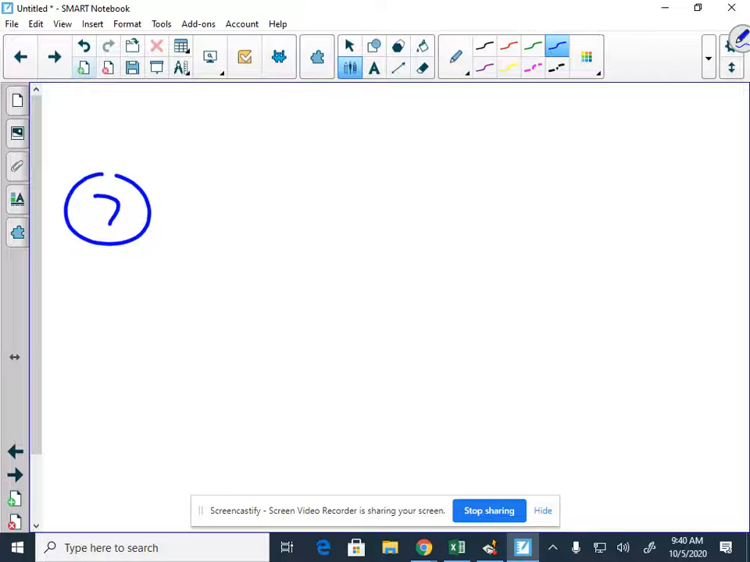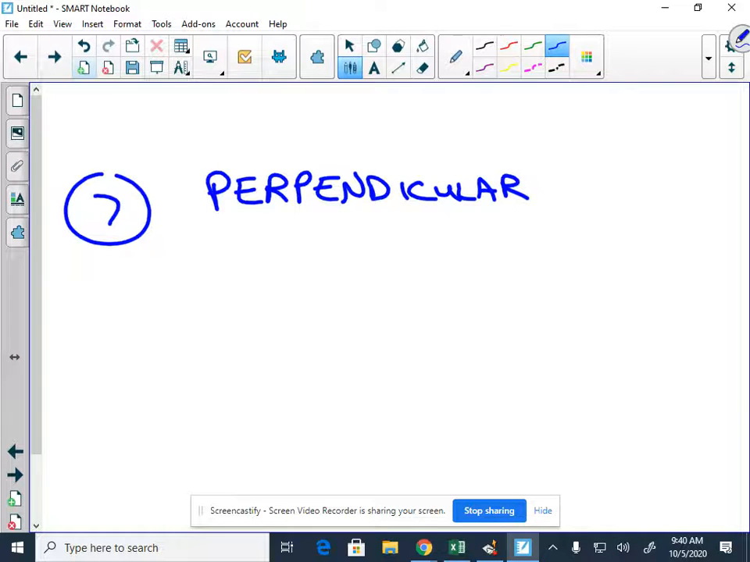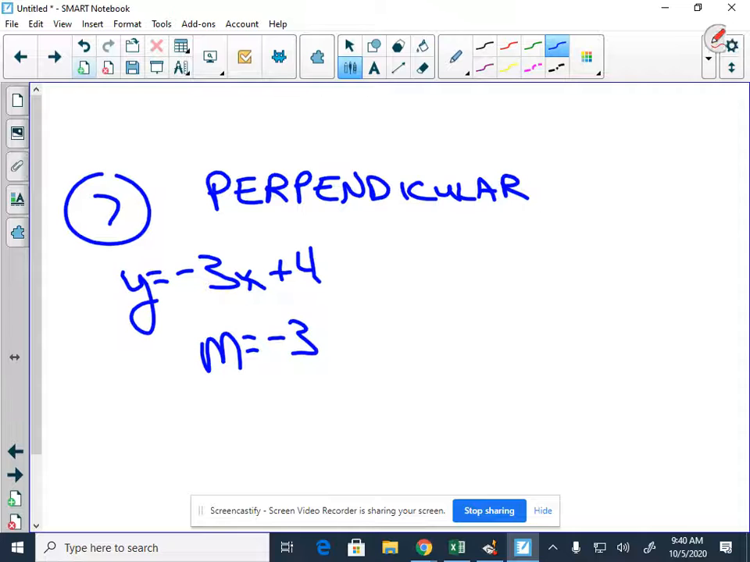Okay, so number 7, look at the directions of number 7. It says in number 7, they need to be perpendicular, not parallel. So in number 7, what's the slope of this line right here? Negative 3. We will not use that like the last problem. In the last problem, if they're parallel, they have the same slope. So you use the same slope. So here you have to do something with the slope. We have to find a new slope.